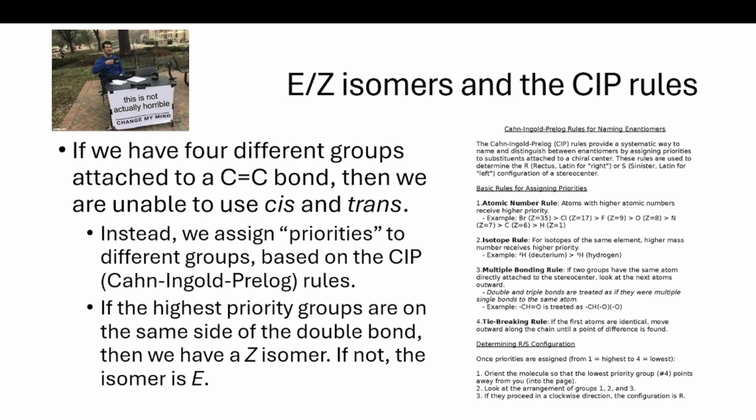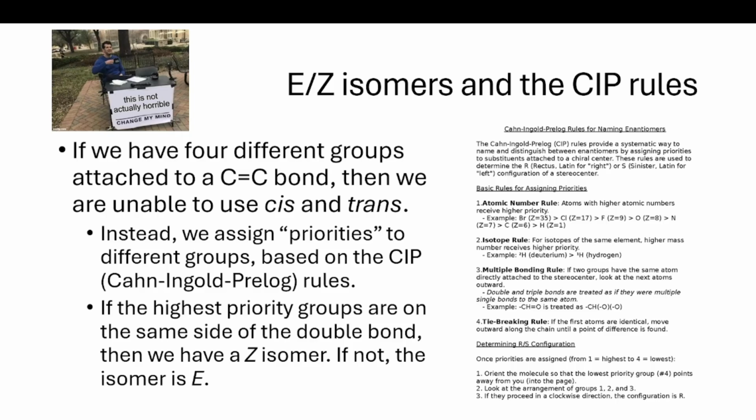Instead, we have to assign certain priorities based on the CIP, or Cahn-Ingold-Prelog, rules. These rules provide a way to assign priorities to these groups. So the first rule is atomic number. Take, for example, hydrogen as a group, and a methyl group.